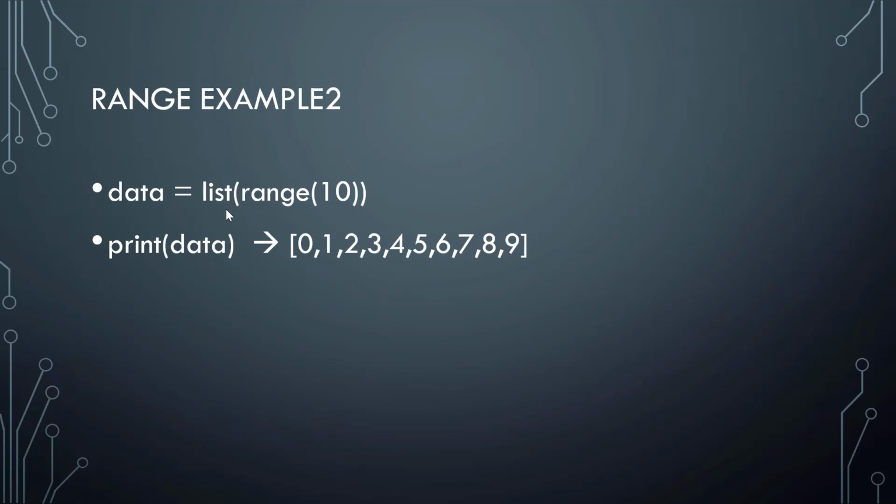So list means list of range of 10. Range of 10 means 0 to 9. That should be converted into a list and stored in data. Now what is data? Data is a list which is having 0 to 9 numbers. Very simple. How do I know? Print data so that you'll get it like this. After this, you can say type of data. Then you'll get whether it is list or something. You can see that. Okay. So let's see practically now.